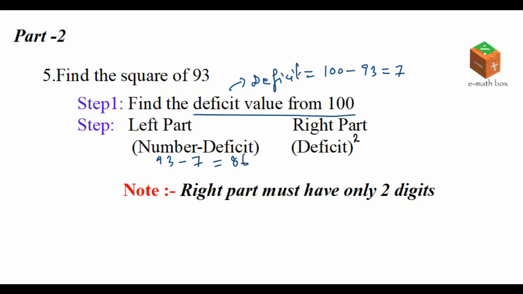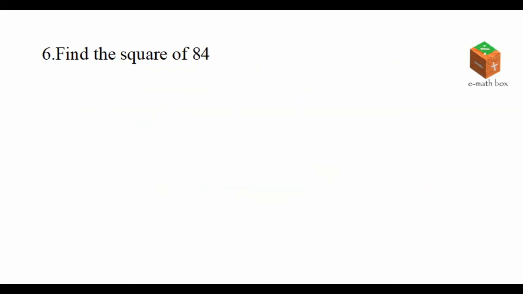So that's it. Let's move on to the next problem. Here we are going to find the square of the number 84. The same thing: the very first step is to find the deficit, because this is below 100. Below 100 means we should find the deficit; if it is above 100, then we find the excess. The deficit is how much it is less than 100, which means 100 minus 84, which is 16. So the deficit value is 16.